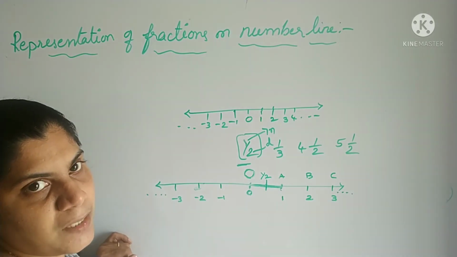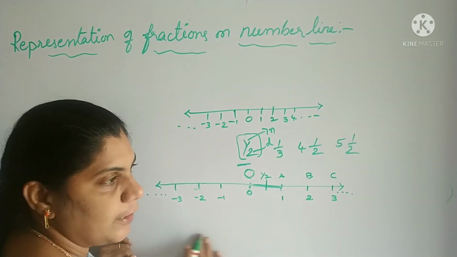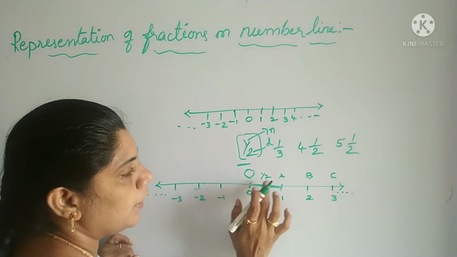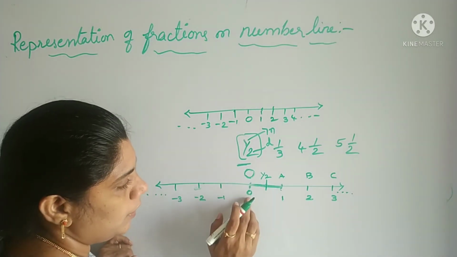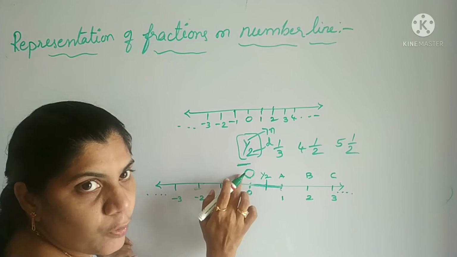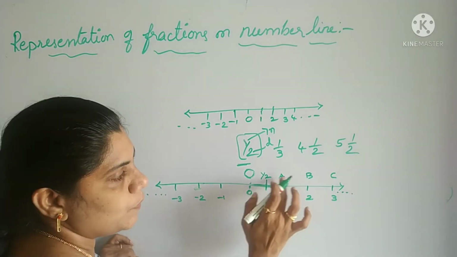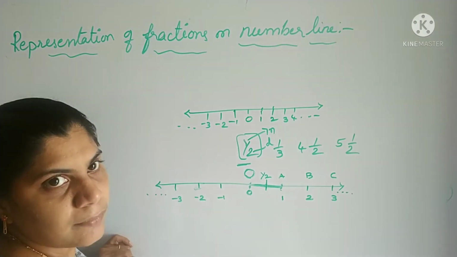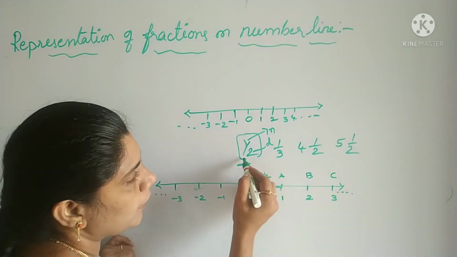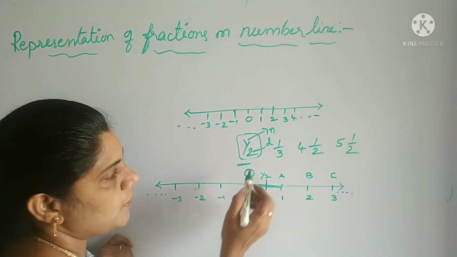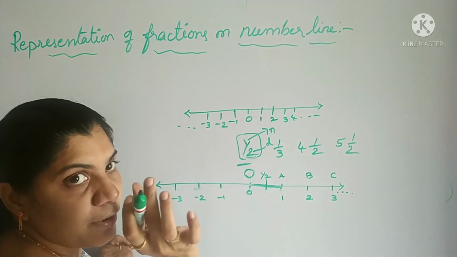Understood? What you have to do? First, draw the number line, locate the numbers and give names to these numbers: 0 you represent with O, and numbers 1, 2, 3 you represent with A, B, C like this. After that, what you have to do? Look at the given fraction. What is the number in the denominator? This is one thing you have to observe.